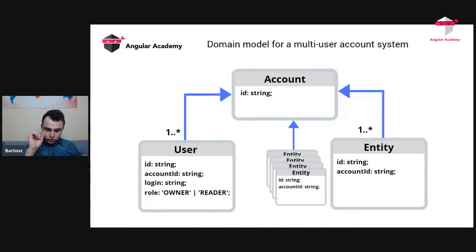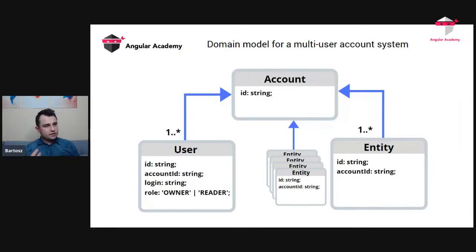Again, we go deeper in our multi-user account system. How can we think about the domain model in this case? So imagine that we have our account, which would need some ID, maybe some string, and then we would have user with relation one-to-many, so that we can have multiple users attached to this account. They would have their own ID. They would have also account ID as the reference, their login, and their role. And based on that role, we will determine what they can do or not. And also the entities that are associated.